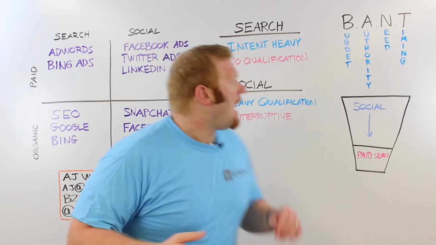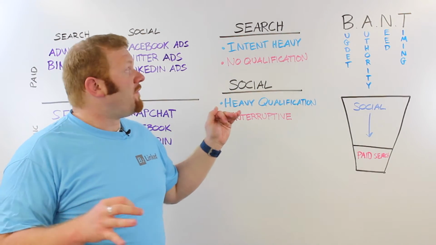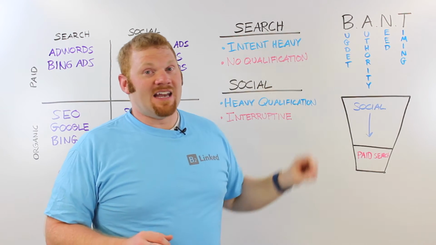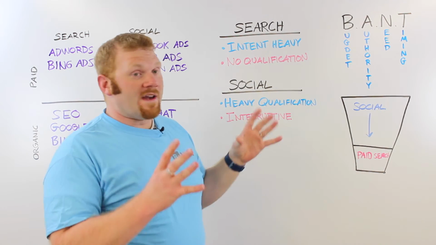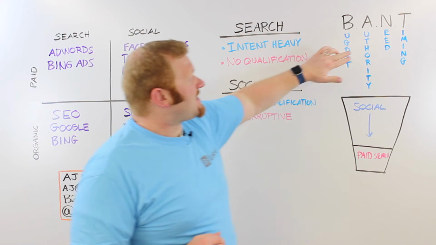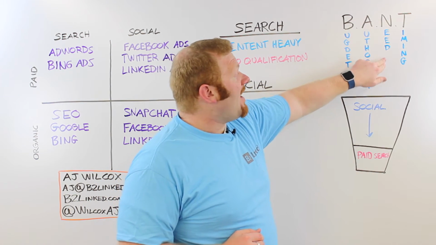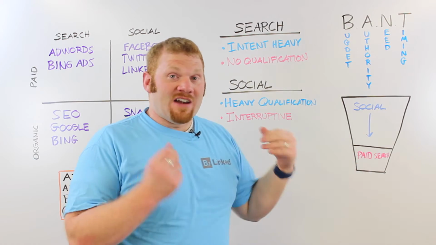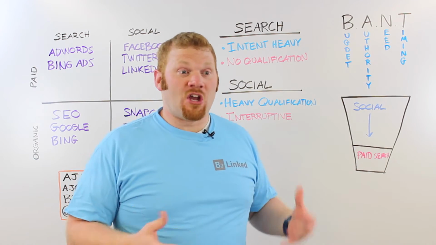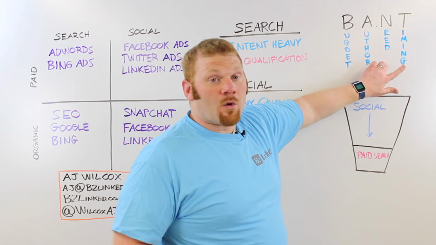My favorite lead qualification model is called BANT, and it stands for budget, authority, need, and timing. When search leads come into a sales team, they're going to tell you that these leads are scoring really high on need and timing. Their need for it is really high, therefore they are searching for it. The timing's really good because they're searching for it. So they're going to score really high there.